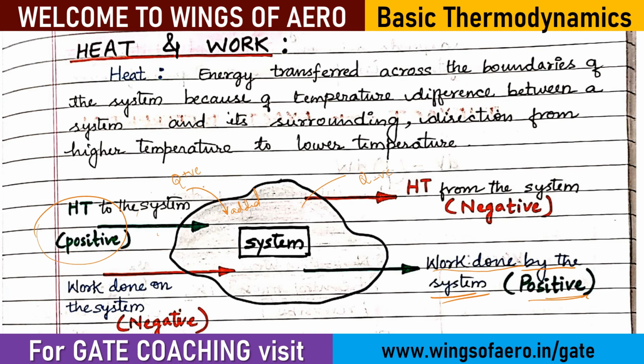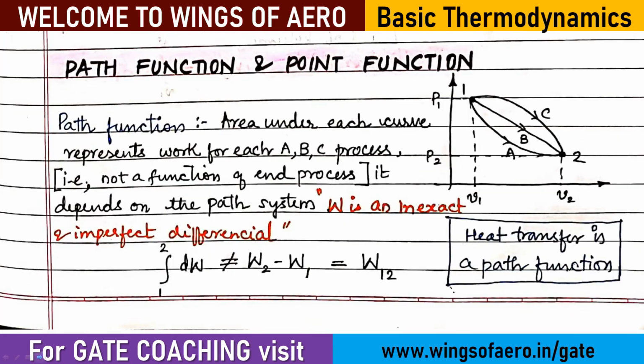So remember, the work done on the system is negative, work done by the system is positive, heat transfer from the system is negative, heat transfer to the system is positive. Now we will see two more things, the path function and the point function. Okay, so you can see this diagram over here, a small graphical representation.